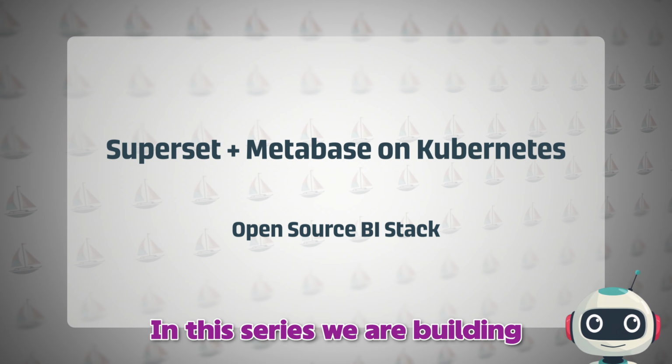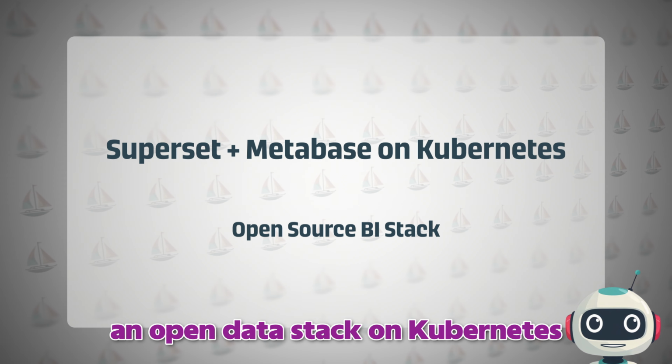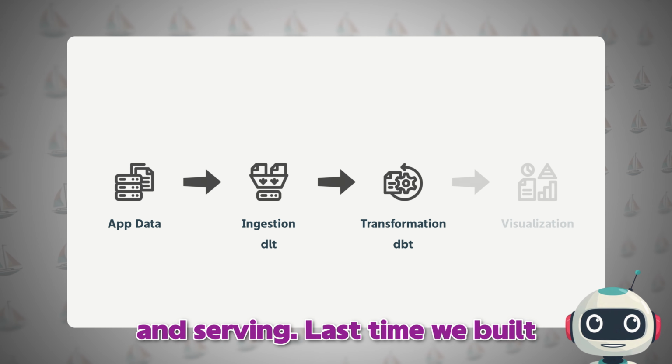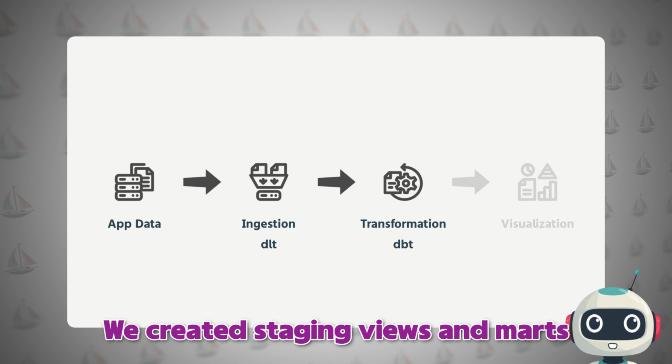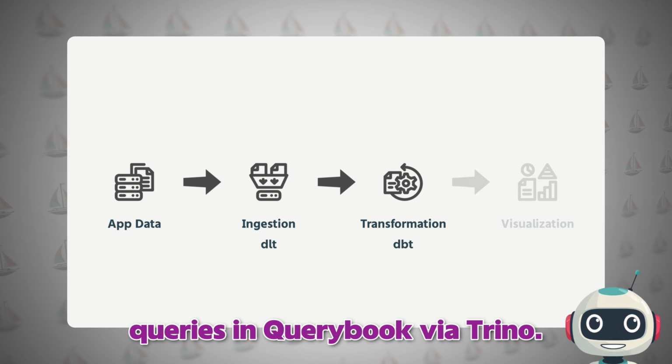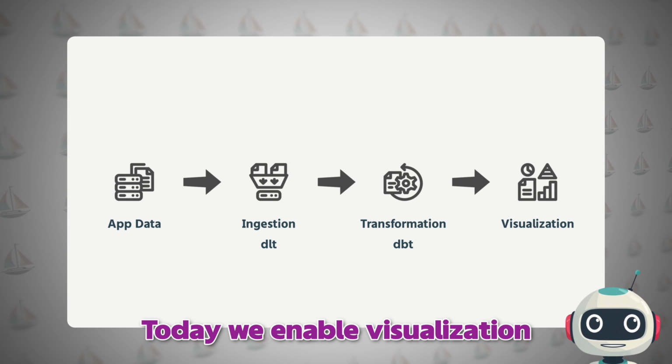In this series, we are building an open data stack on Kubernetes for ingestion, transformation, and serving. Last time, we built the transform layer. We created staging views and marts tables with dbt and ran analytical queries in Querybook via Trino. Today, we enable visualization and dashboards.